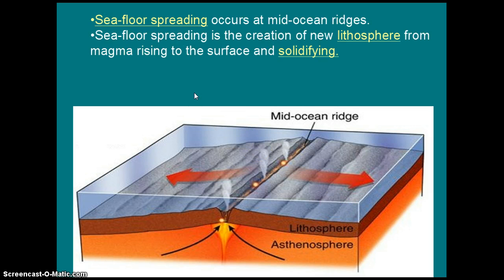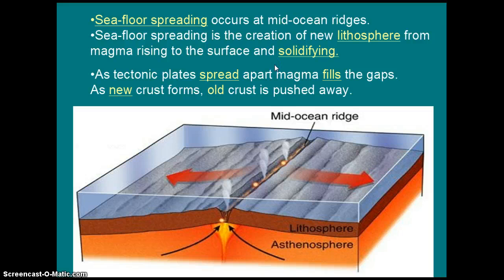So again, seafloor spreading occurs at mid-ocean ridges. Seafloor spreading is the creation of new lithosphere, which is this layer right here, and it forms from the magma rising to the surface and solidifying. Now, forgot one more thing here. As tectonic plates spread apart, magma fills the gaps in here. So as new crust forms, old crust is pushed away.